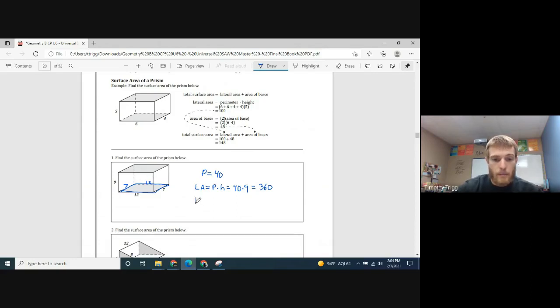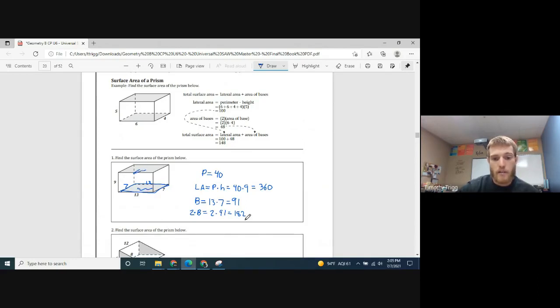So now we need the base area. First, let's find the area of one of the bases. This is a rectangular base. So we do 13 times 7, length times width, and that equals 91. So the area of the base is 91. Now both bases together, we would multiply by 2. So both the base areas together is 2 times 91, which equals 182. So that would be the area of the two bases.